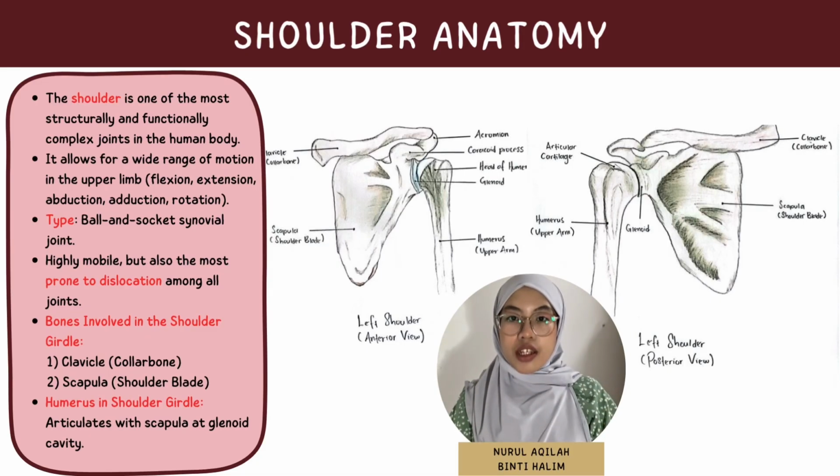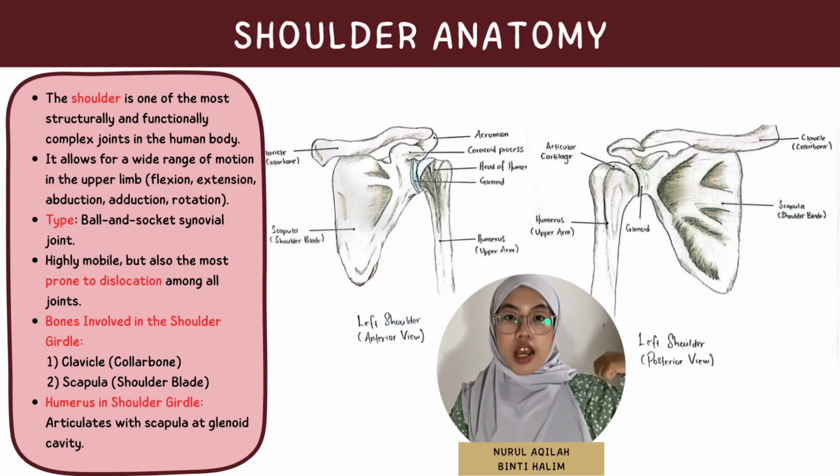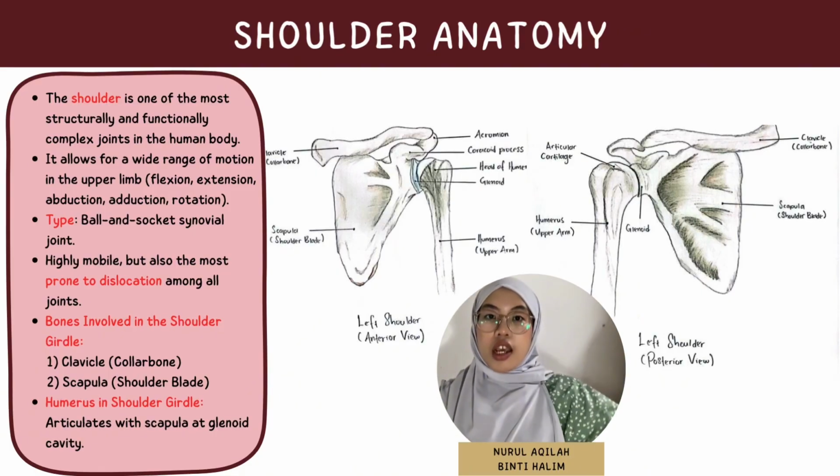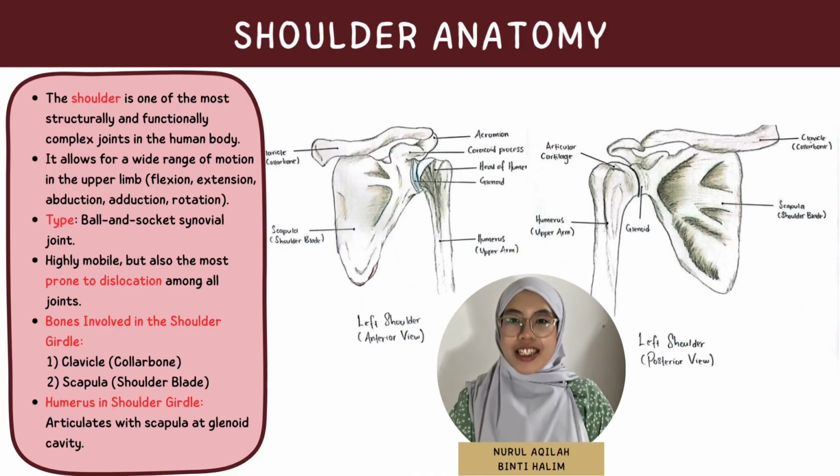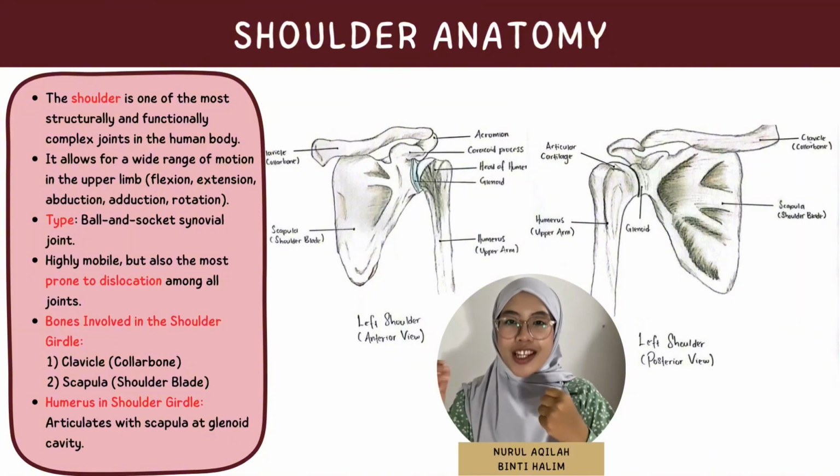Today, I will be presenting about the anatomy of the shoulder girdle. Let's begin with an overview of the shoulder joint. The shoulder is one of the most structurally and functionally complex joints in the human body. It provides an exceptional range of motion including flexion, extension, abduction, adduction, and rotation, making it highly mobile. The shoulder joint is classified as a ball and socket synovial joint where the head of the humerus fits into the glenoid cavity of the scapula. However, this mobility comes at a cost. It is also the most prone to dislocation among all joints.